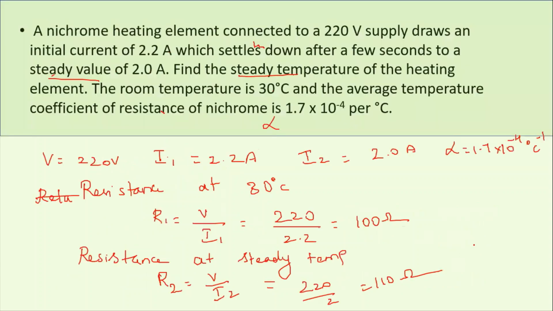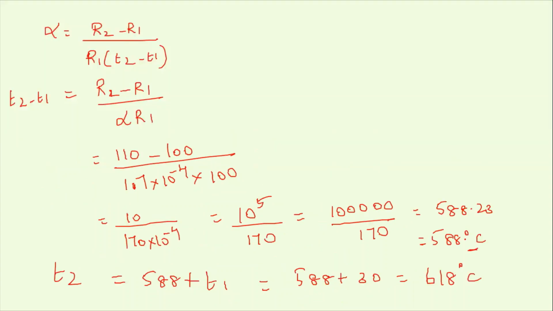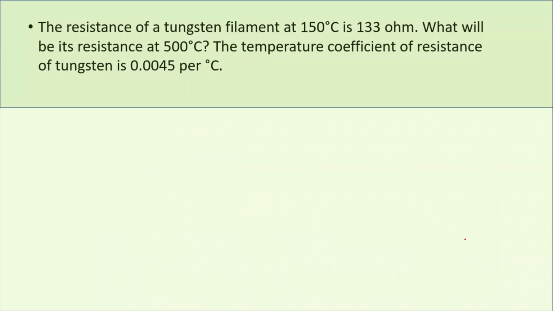I hope you have understood this question. You can practice a lot of questions in this method so that it is easy for you. Coming to the next question: the resistance of a tungsten filament at 150 degrees Celsius is 133 ohm. What will be its resistance at 500 degrees Celsius? The temperature coefficient of resistance is given.